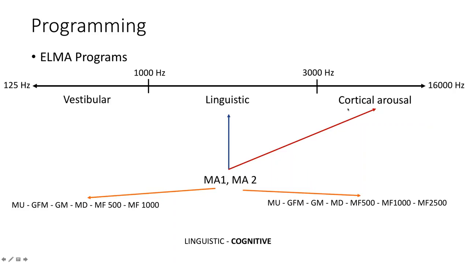So when you look at this, the way you're going to do a program is the same way. You have to decide which musics you want to choose in function of the listening test, in function of the possibilities of adaptation of your clients behind the listening test. So you have to take into consideration how is the vestibular part, the linguistic, and the cortical arousal area, or the zone 3.